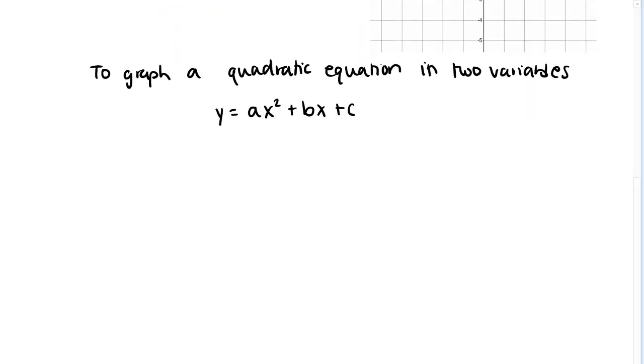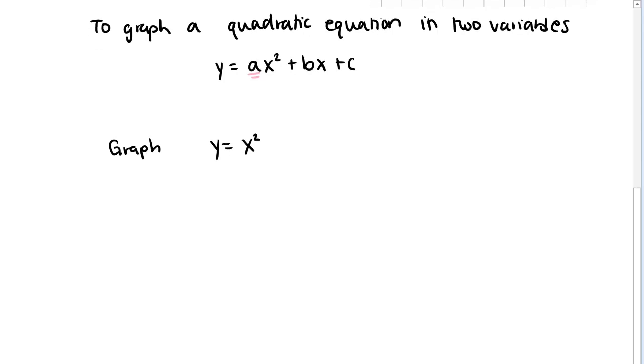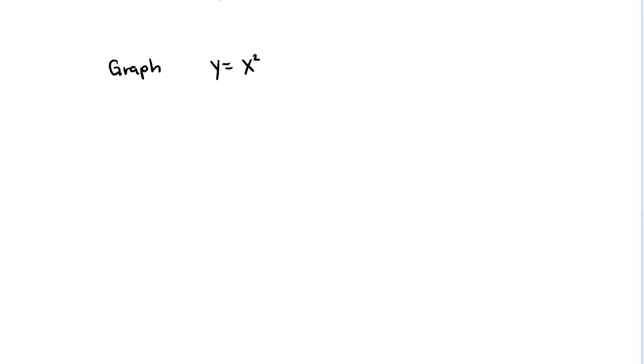So let's graph the most basic example of a quadratic equation, the equation y is equal to x squared. Here we don't have an x term or a constant term, we just have that x squared term that makes it a quadratic equation. And it's got the nicest coefficient a, the coefficient of 1. So let's go ahead and make a table.